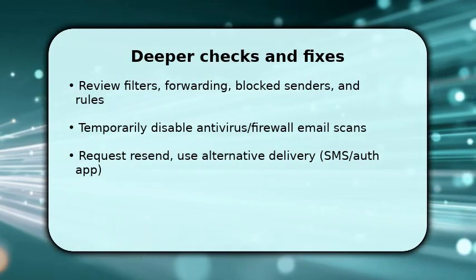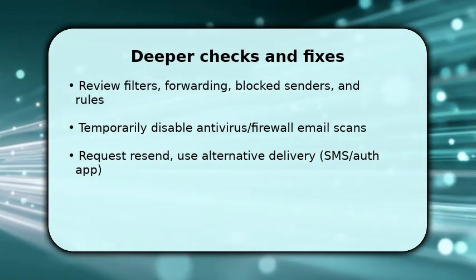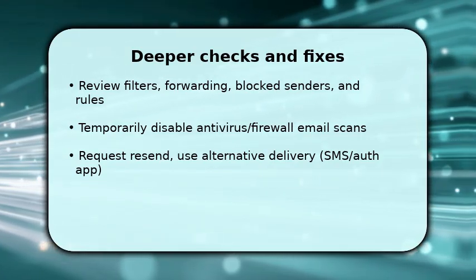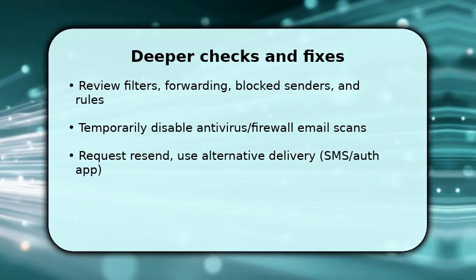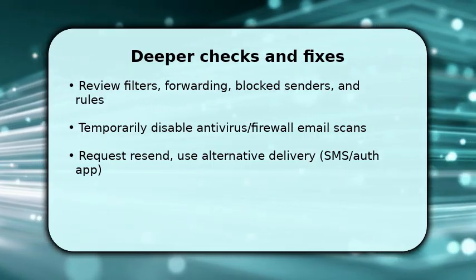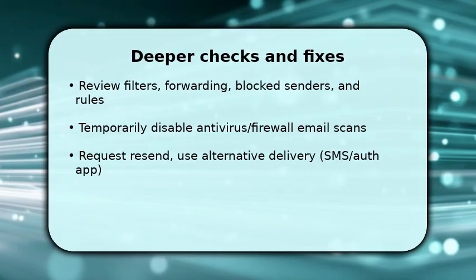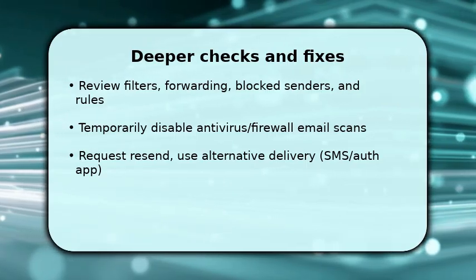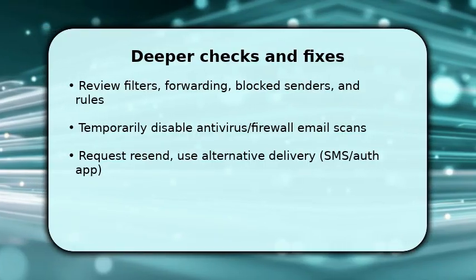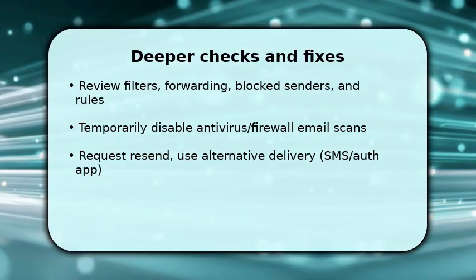Next, dig into mail settings. Inspect filters, forwarding rules, blocked sender lists, and rules that move mail automatically. Disable any that could catch the code. Then, temporarily turn off antivirus or email scanning firewall features to rule out interference. Request the code resend, and if available, switch to SMS or an authenticator app. This often bypasses email problems.